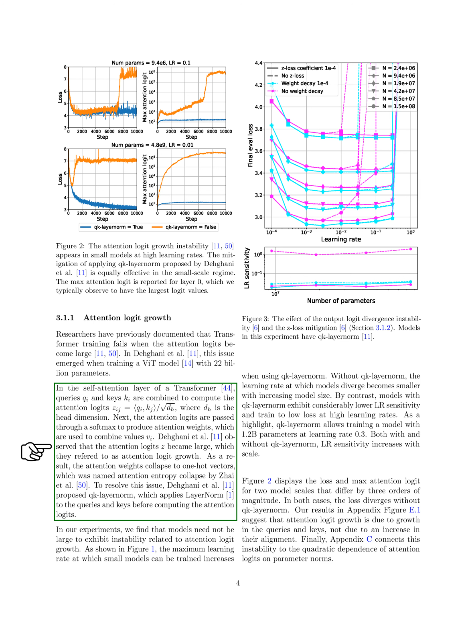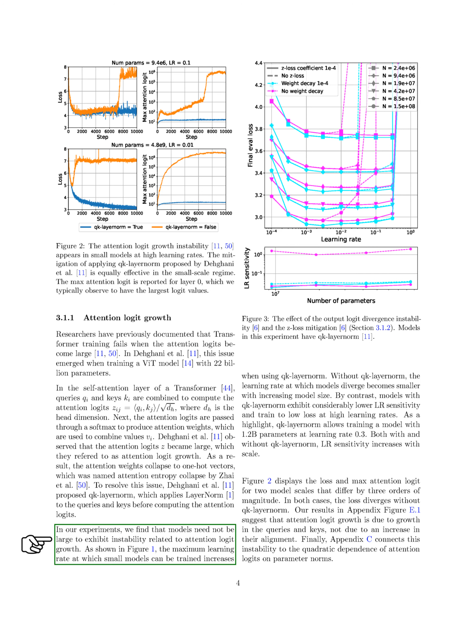To solve this problem, a method called QK layer norm was proposed, which applies layer normalization to the queries and keys before computing the attention logits. Our experiments show that even small models can exhibit instability related to attention logit growth. Using QK layer norm increases the maximum learning rate at which small models can be trained.